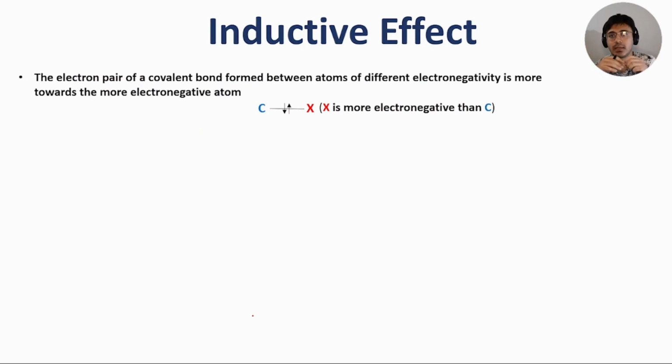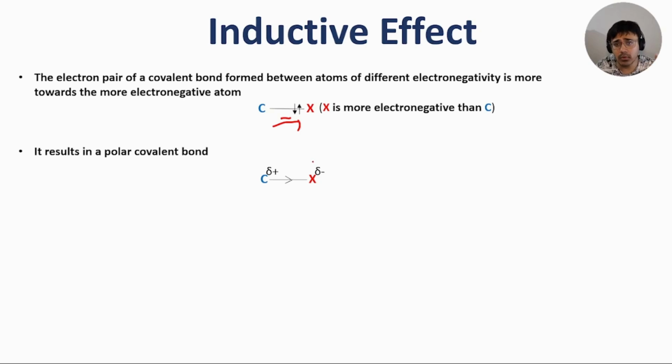So what is inductive effect? When two atoms form a covalent bond, as they share the electrons equally, the electron pair will be exactly in the middle of the covalent bond, right? So the bond is non-polarized or non-polar. Now if one of the atoms is much more electronegative than the other atom, then it will pull the electron pair towards itself, and that's the reason this kind of bond gets polarized. The more electronegative atom will get some negative charge, and the other atom will get some positive charge, but only in partial amount. This is called partial polarization.